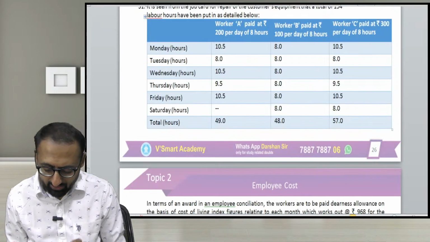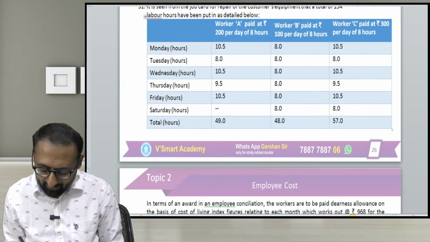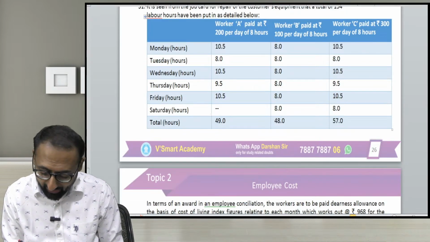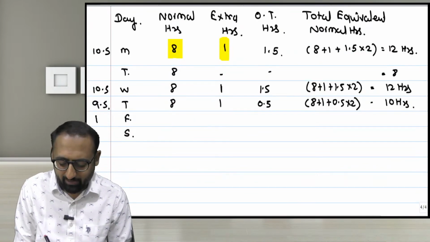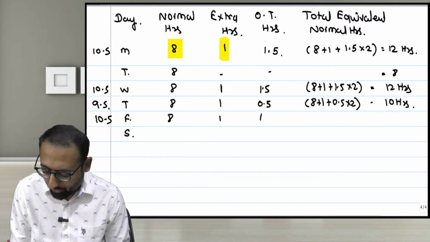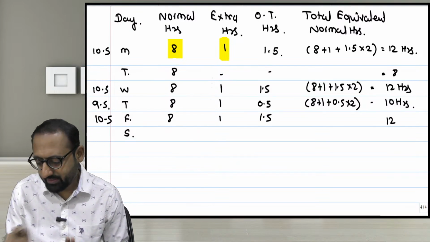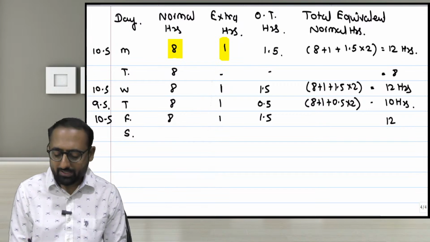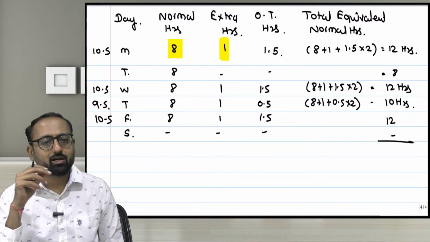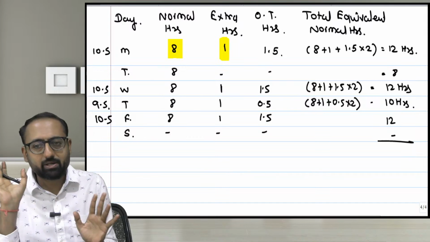Next situation, Saturday. Sorry, Friday is pending. I'm extremely sorry. Friday, 10.5 hours. So the same calculation will be there for 10.5 hours: 8, 1, 1.5, and the total will be 12. The same calculation will be repeated. Saturday, worker A is not working. Over. Now take a total. It will be the normal hours payment.